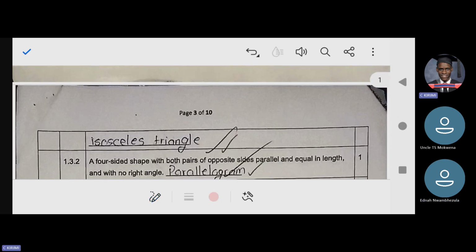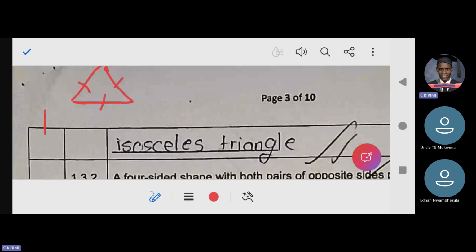So it's an isosceles triangle. If the sides are all equal, for example, let's suppose the sides are all equal like this, what do you call that triangle? Equilateral. Equilateral triangle. That's correct. So this one would be an equilateral triangle. Equilateral means equal sides. Lateral means sides.